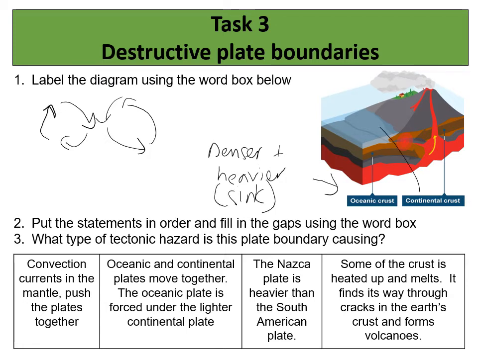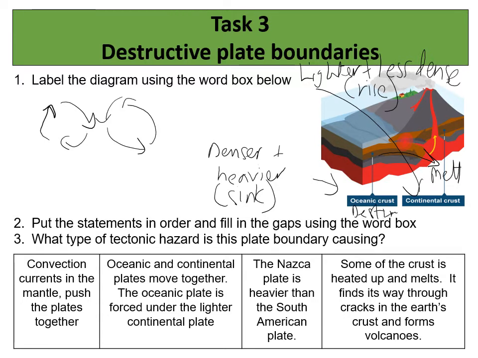However, continental crusts are lighter and less dense, so they're less likely to sink. They're more likely actually to rise. So as these 2 plates move towards each other, we will see the oceanic crust sinking, and that will sink and move into the magma. Now, as it moves into the magma, it will start to melt. So the oceanic crust is actually being destroyed, whereas the continental crust can get forced upwards, and that can create things like volcanoes and mountains.